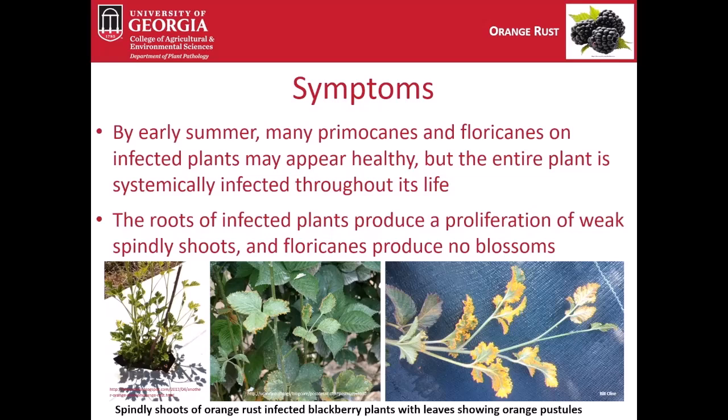The roots of the infected plants produce a proliferation of these spindly shoots, and the floricanes will ultimately not have flowers. And of course, without flowers, you don't get any fruit, and so these plants, once they're infected with orange rust, are basically useless from a commercial standpoint, and that's why we recommend their removal. But you can see the leaf margins here that are distorted by this, and on the underside of the leaf, you see all these pustules present, and these are all symptoms of orange rust.